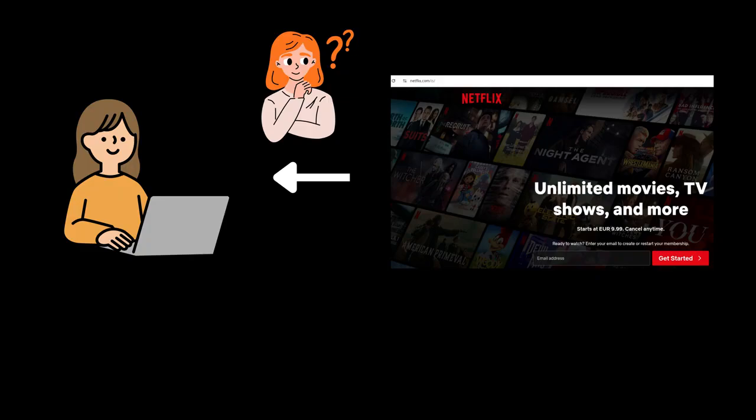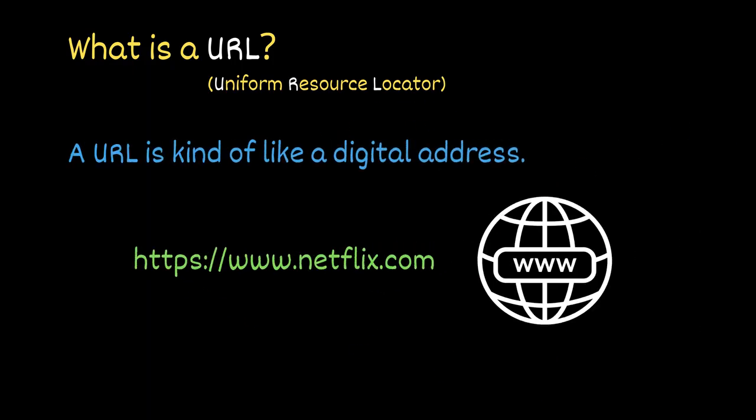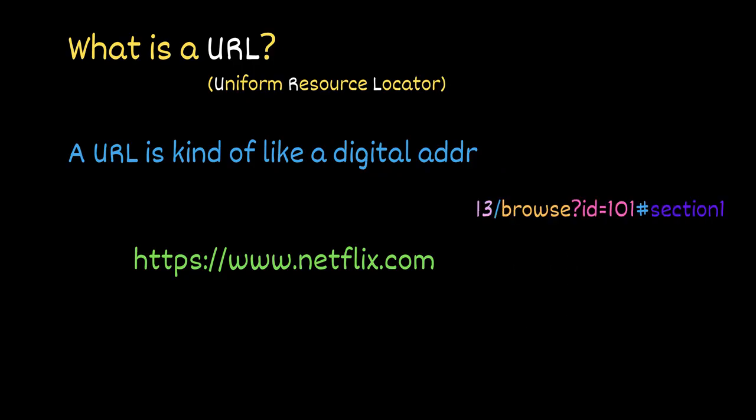The answer starts with that little line Jane typed at the top of the browser, netflix.com. That's called a URL, and it's the first step in how the web works. A URL, short for Uniform Resource Locator, is like a digital address. Just like your home address tells the mailman where to deliver a letter, a URL tells your browser where and how to find a specific file or page on the internet.